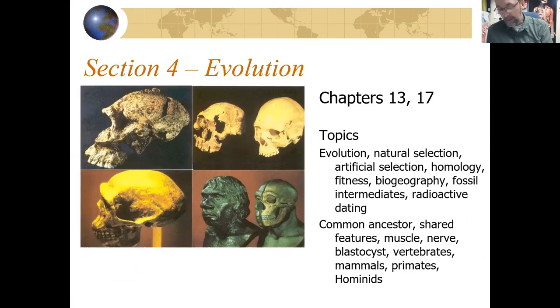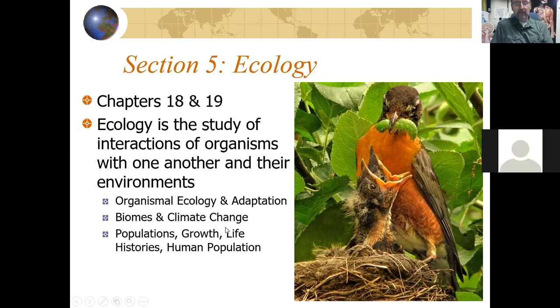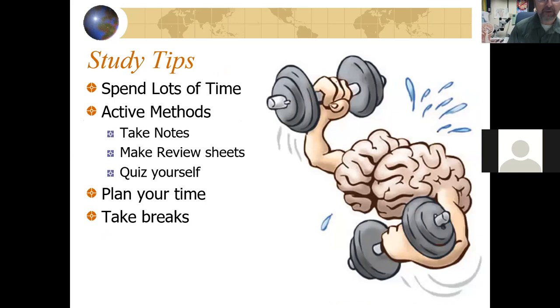Okay, and so we talked about the evolution of animals, and we talked about evolution of humans. And then our final section was on ecology, the study of the interaction of organisms with one another in their environment. Organisms, we talked about adaptation, biomes, climate, and then populations. Okay, so that's the general overview. Okay, then let's go into some specifics.